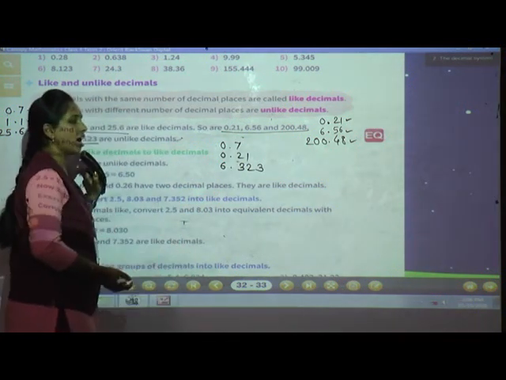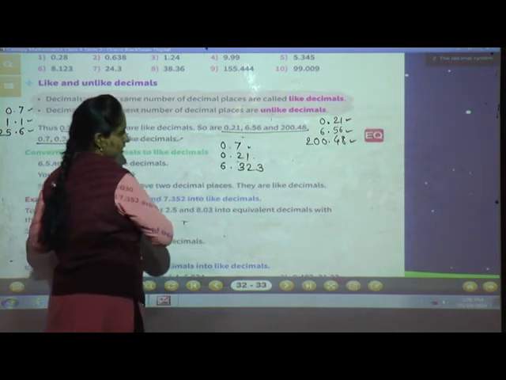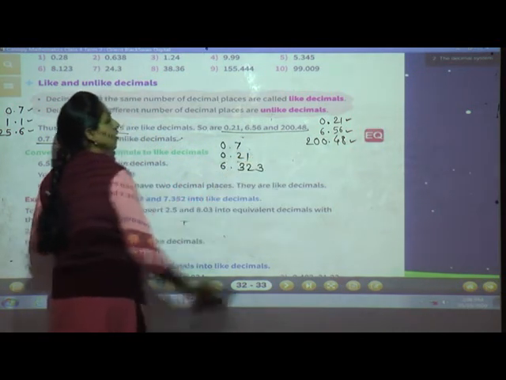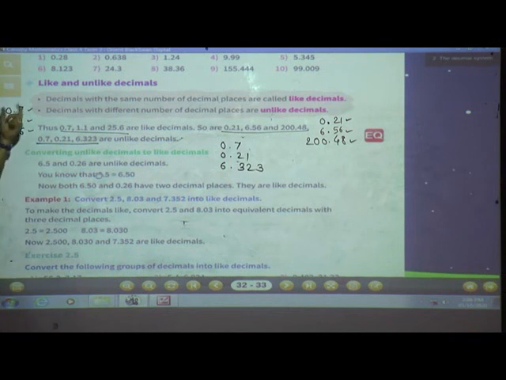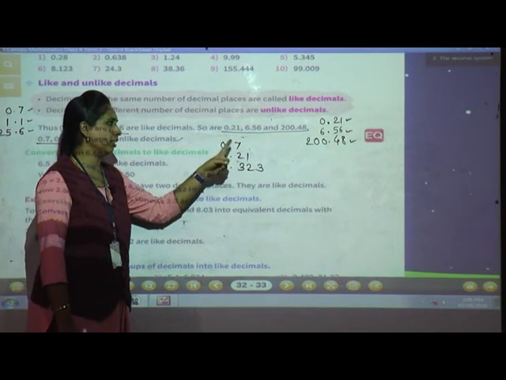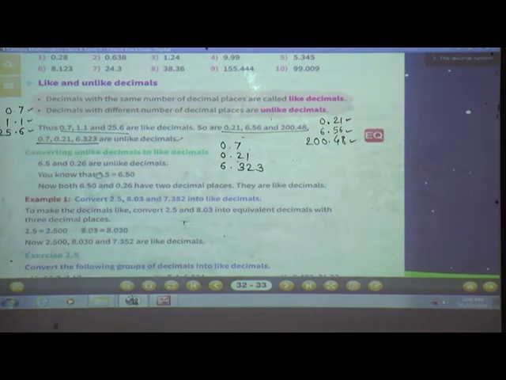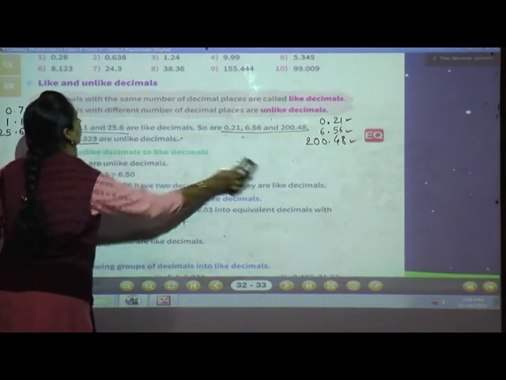Now see here, after the decimal point you have 1 digit, 2 digits and 3 digits. See, after the decimal point, the number of digits should be equal. Same numbers of decimal places are called like decimals. So here the numbers are different. Here one digit is there, here 2 digits and 3 digits. That's why these are called unlike decimals. Now next, clear till here? Yes, very good.